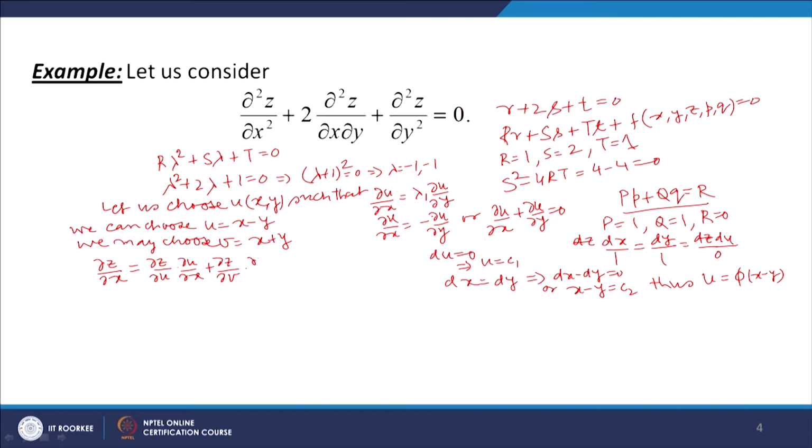to v into v_x, and this is equal to z_u into u_x, where u_x is equal to 1, and v_x is also 1. So, z_u plus z_v. Now, let us find the second order partial derivative of z with respect to x. So, we have this. Okay, z_x we have already found.